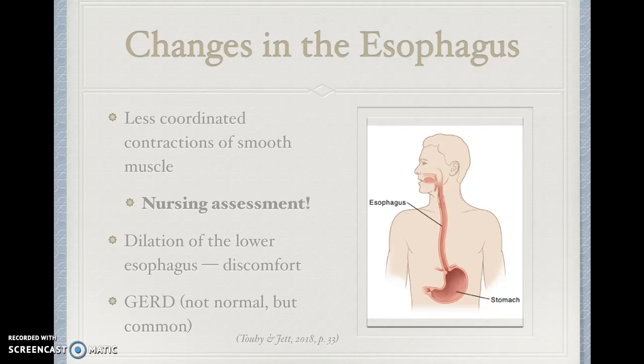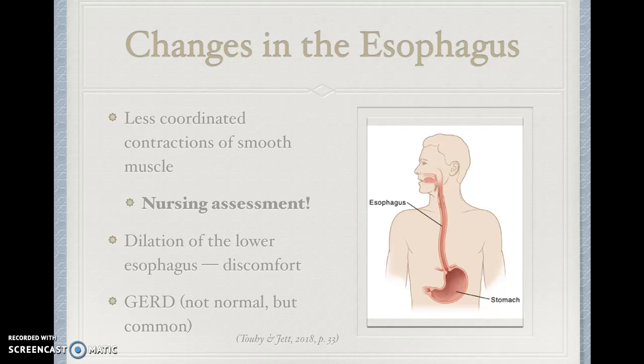Next, let's look at the esophagus. Aging leads to less coordinated, smooth muscle contractions. This can make it difficult for the older adult to move food down the esophagus and into the stomach, and the older adult may have trouble swallowing. This delay in food movement can lead to a dilation of the lower esophagus, which can be painful in the older adult.